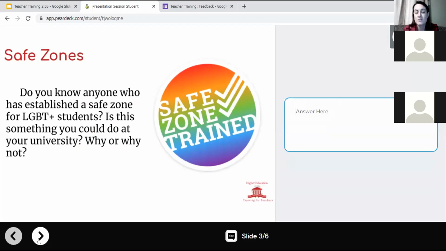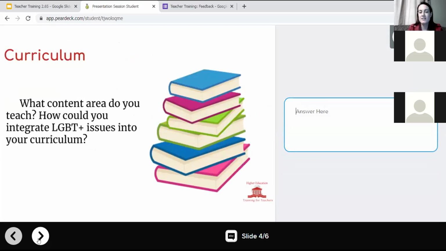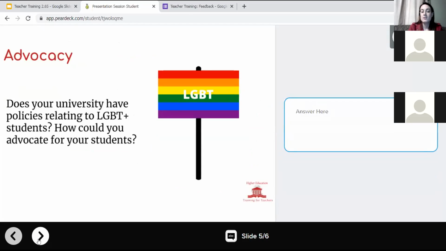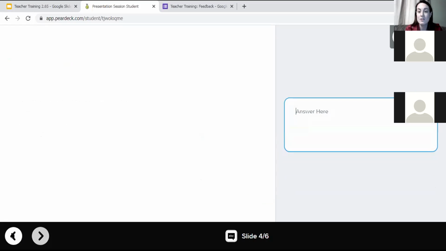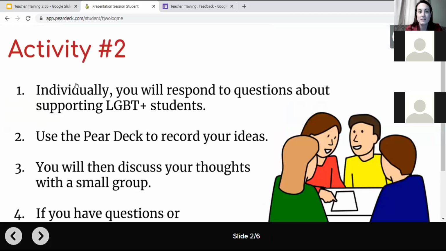Okay. Do you know anyone who has established a safe zone for LGBT plus students? Is this something you could do at your university? Why or why not? What content areas do you teach? How could you integrate, which means bring in, LGBT plus issues into your curriculum? Does your university have policies related to LGBT plus students? How could you advocate for LGBT plus students? So go through and answer those questions individually.